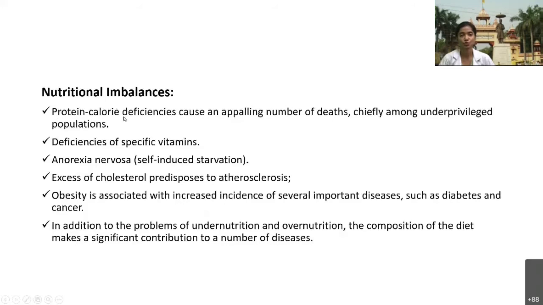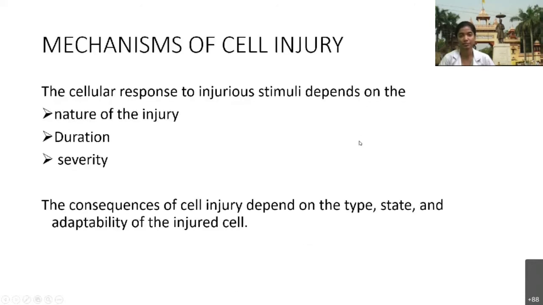Then there can be nutritional imbalance, like protein calorie deficiencies, then deficiency of vitamins, the psychological disorder of anorexia nervosa, that is self-induced starvation, excess of cholesterol that can predispose to atherosclerosis, and then obesity, which is also an increasing disease nowadays because of diabetes and cancer. In addition, the problems of undernutrition and overnutrition are also prevailing.